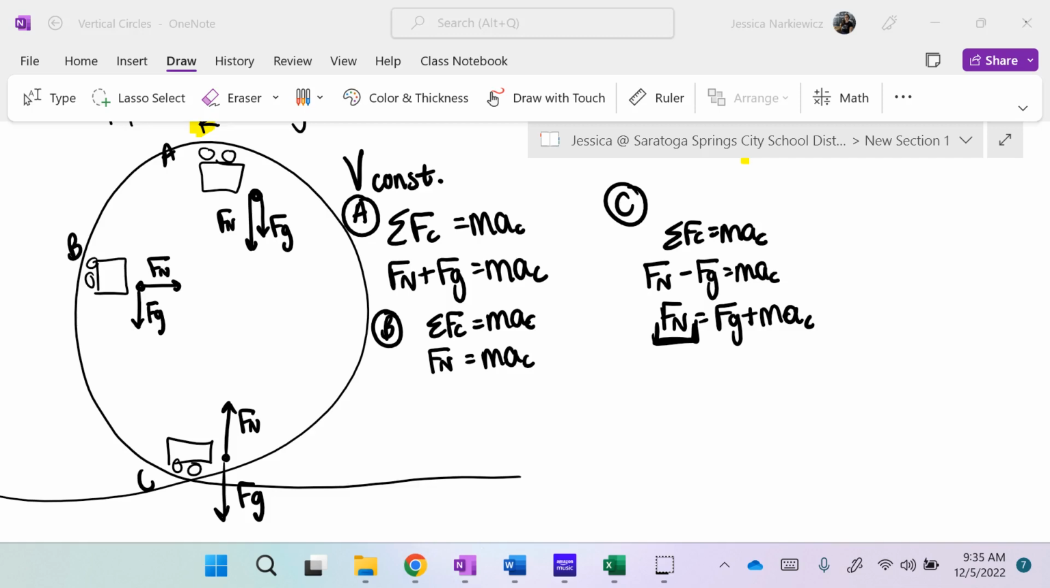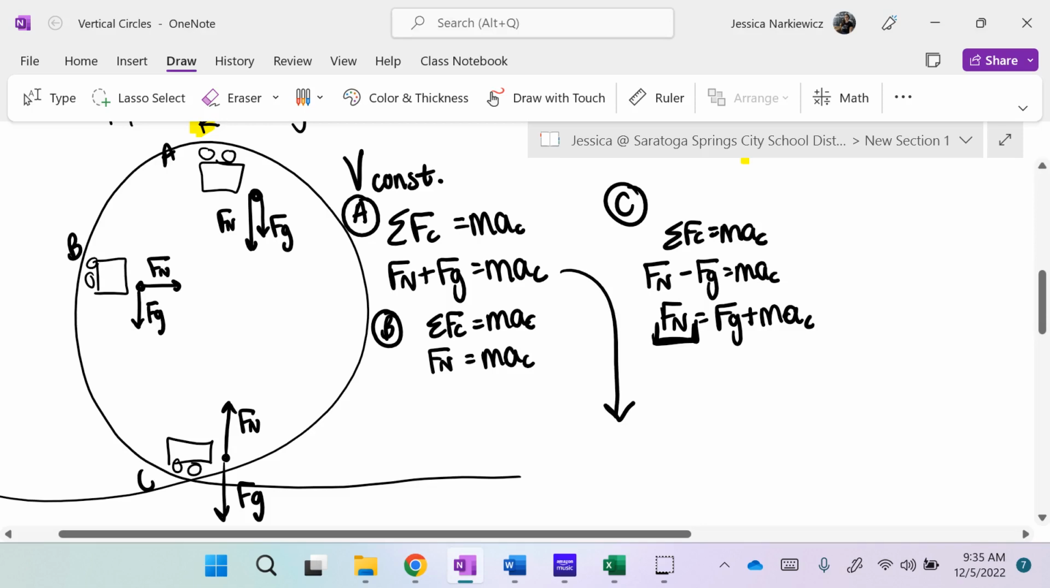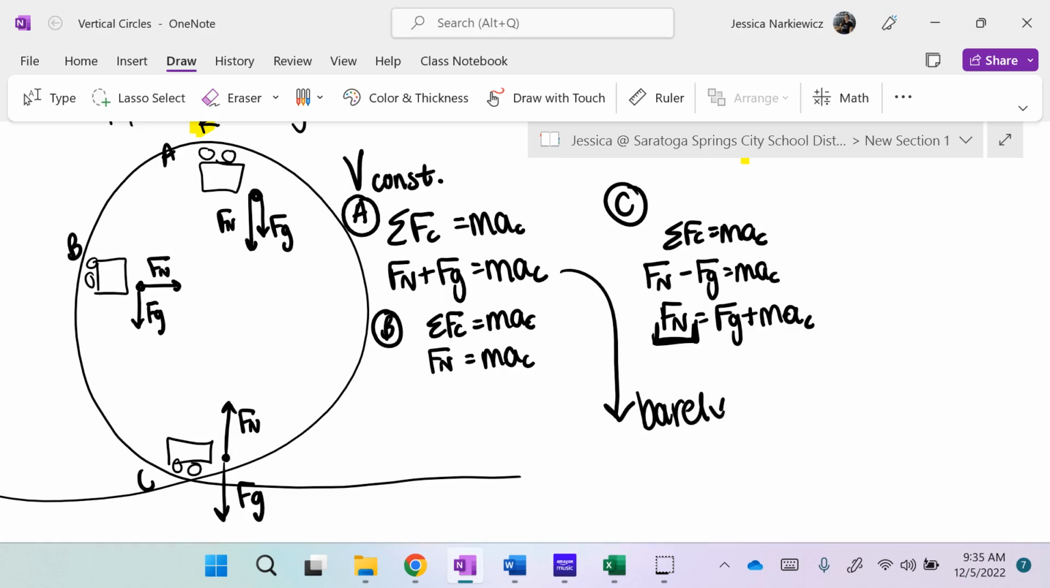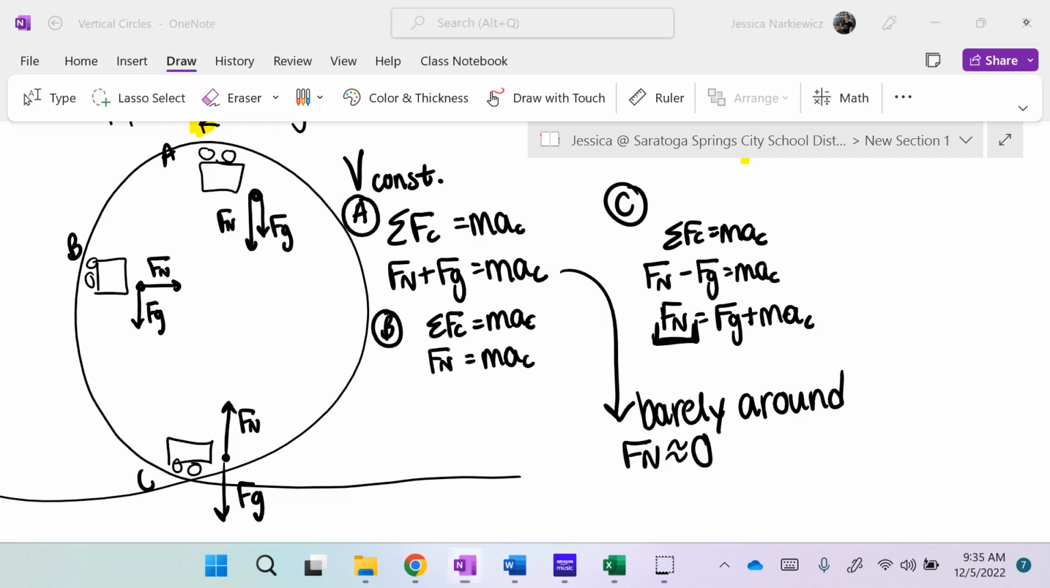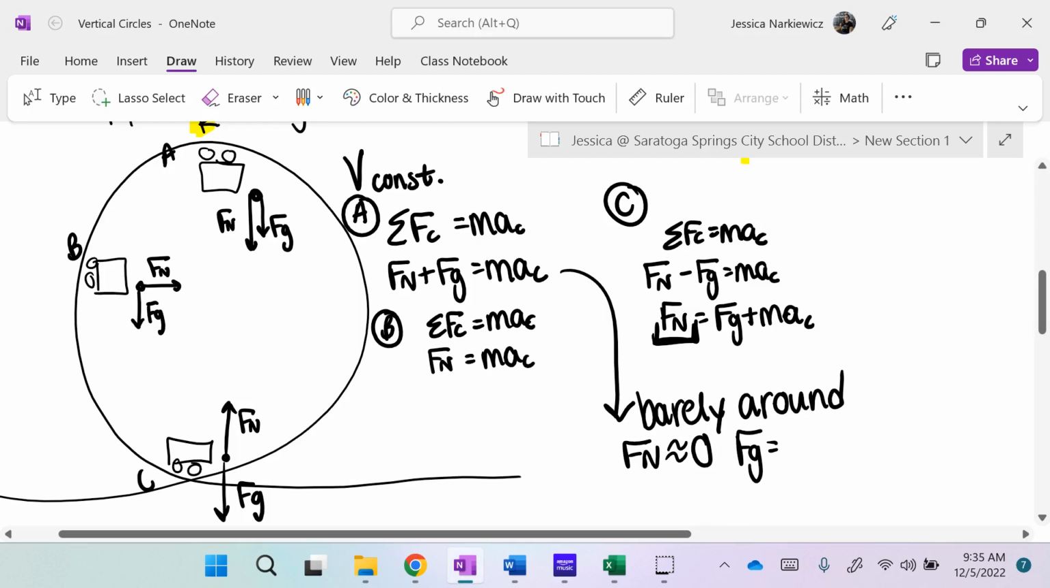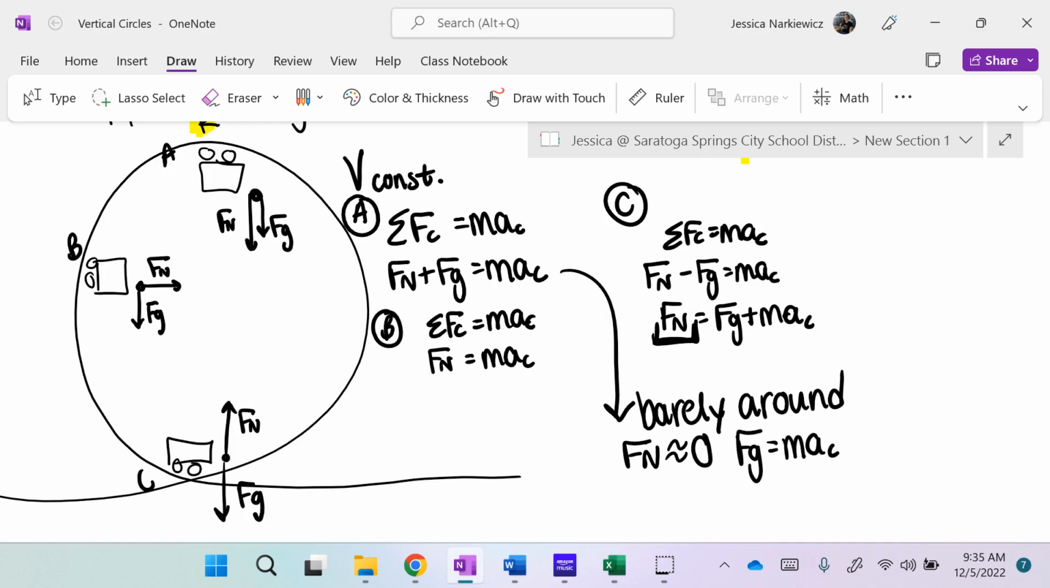feel weightless. Now, again, at B, or at point A, we might have this question where we just barely make it around, okay? And if we're just barely making it around, that means our normal force is approximately 0. So if we're just barely making it around, then at that top location, our force of gravity becomes our centripetal force. That's what's keeping us moving in a circle at just this point. So that's kind of like that perfectly timed roller coaster where you feel like you're falling out of your seat.